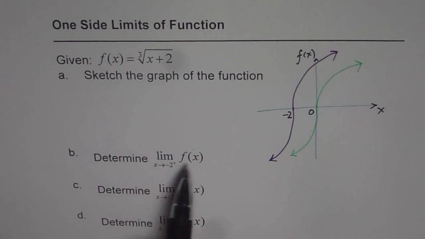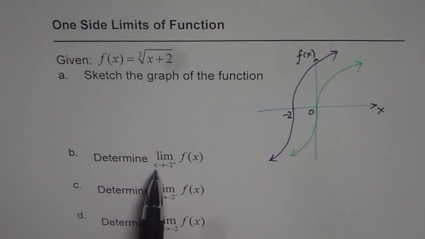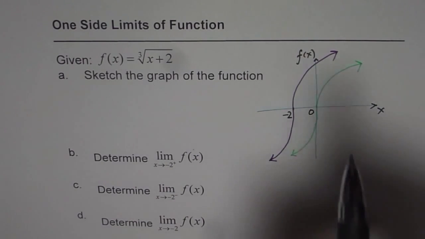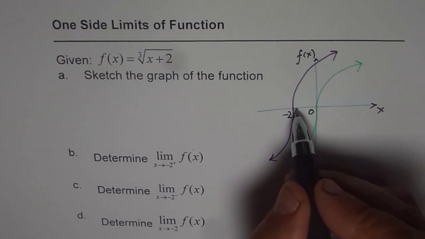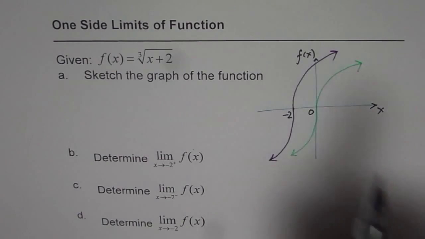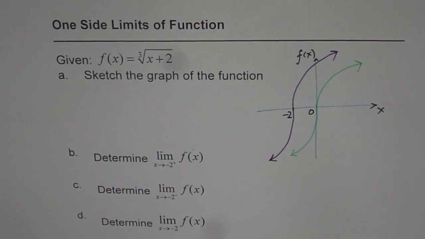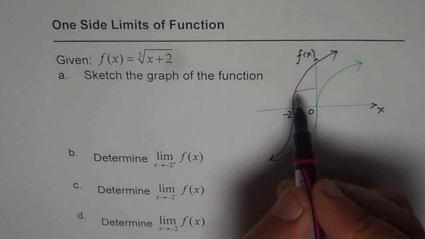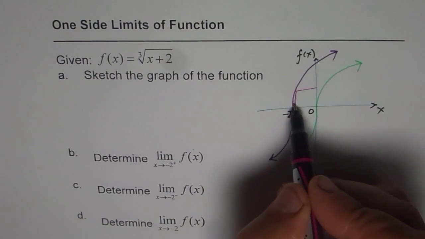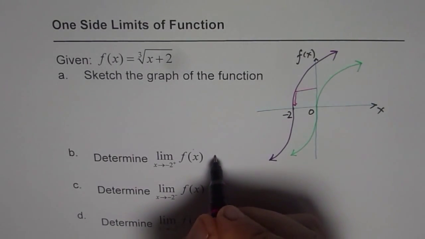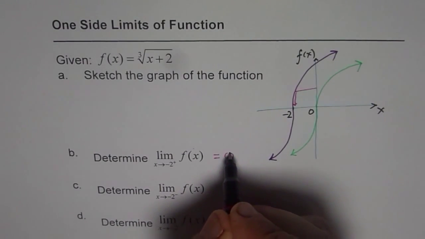Part B is the limit of the function as x approaches minus 2 plus, which here means from the right side. So when you are approaching from the right side, which value do you approach? You actually approach 0, right? So if you are approaching from the right side, let me show you. When you are approaching from the right side, you hit the graph here and you approach a value which is f of x equals 0, right? So the answer here is you're approaching 0.